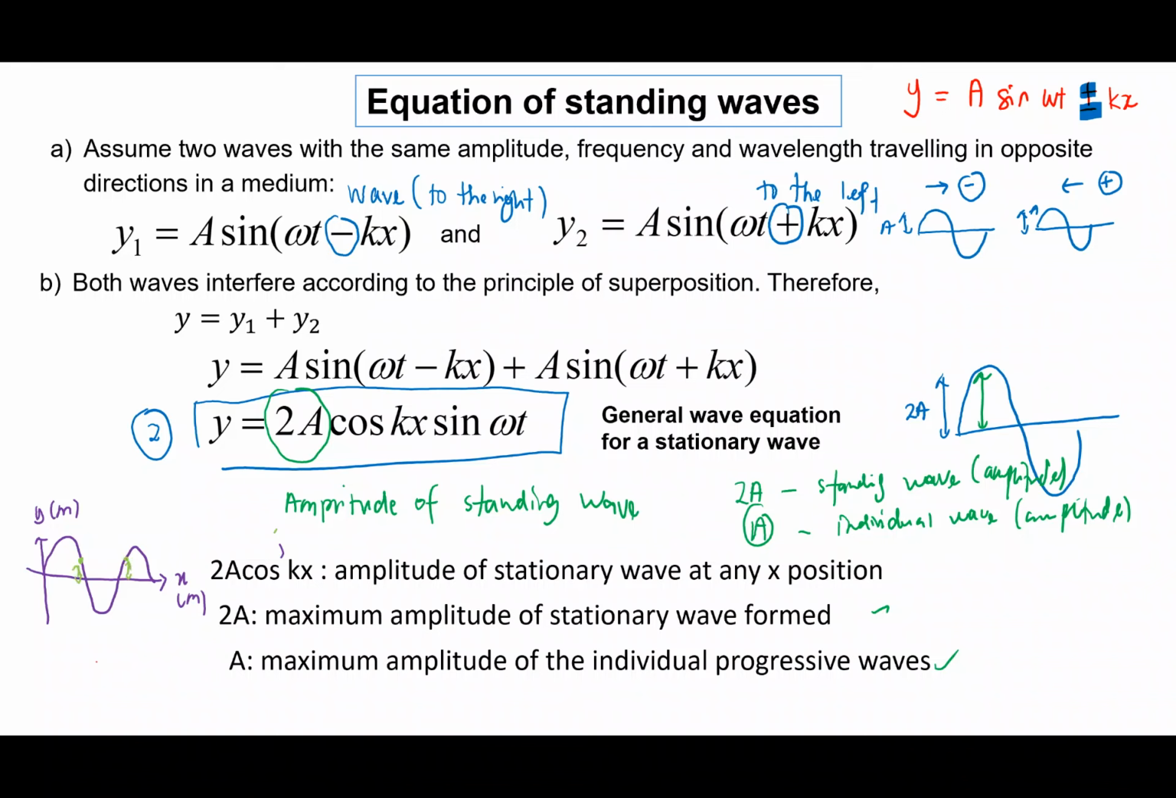So you akan kira guna 2A cos kx. So X ni you masukkanlah. X ni bila? Ketika 2 meter, ketika 3 meter, ketika 4 meter. So you masukkan. So you akan dapatlah amplitude pada X ketika itu berapa. Contoh pada X 1. So Y mungkin kat sini adalah 3. So you akan guna 2A cos kx. Okay, so amplitude of stationary wave at any X position. Dekat mana-mana lah. So you akan refer to this equation.